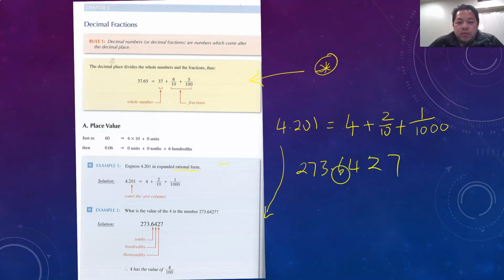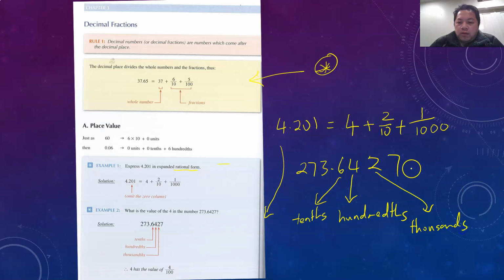So we know that decimal given like this, we know that this part here is actually the 10th. We always start with the 10th. Over here is a 100th. Over here is a 1,000th. Over here is the 10,000th, isn't it? Okay, so quite easy for us to understand this part.